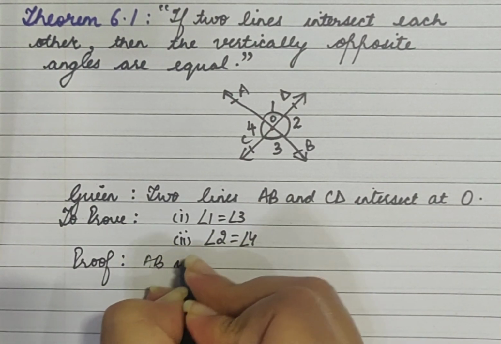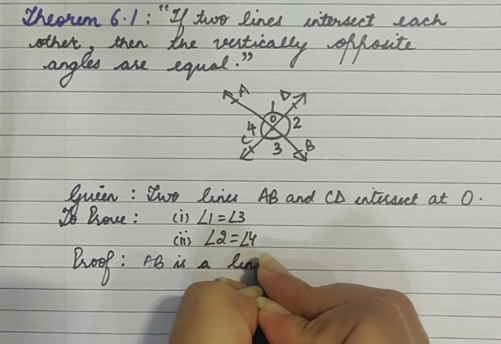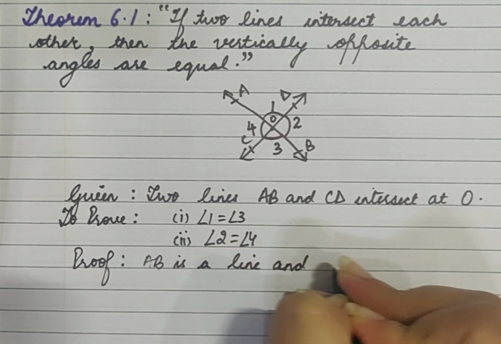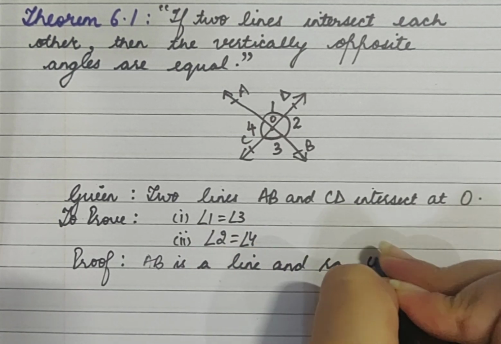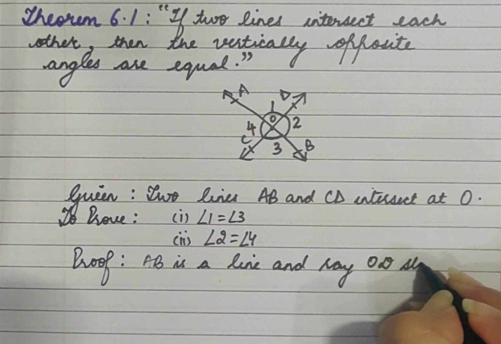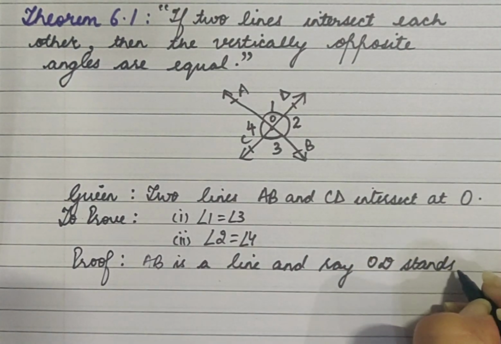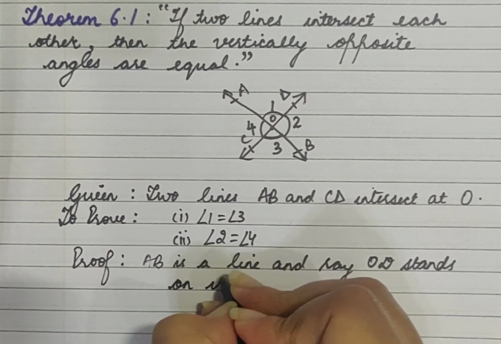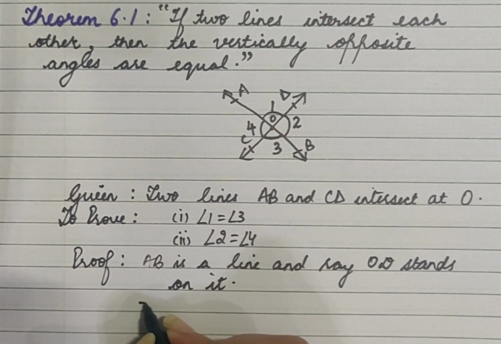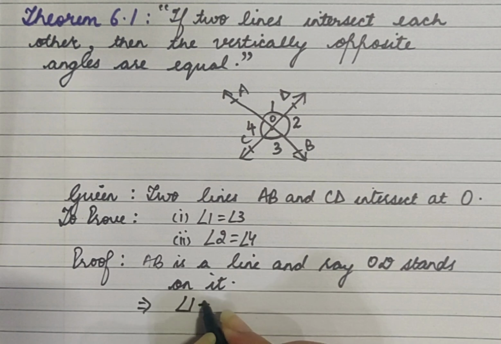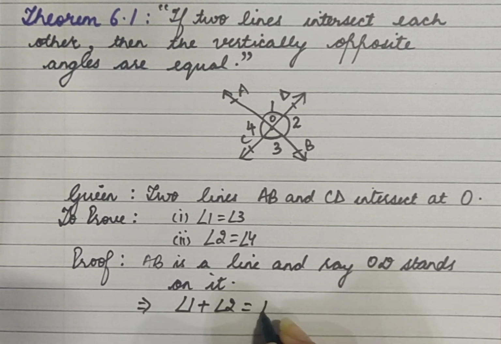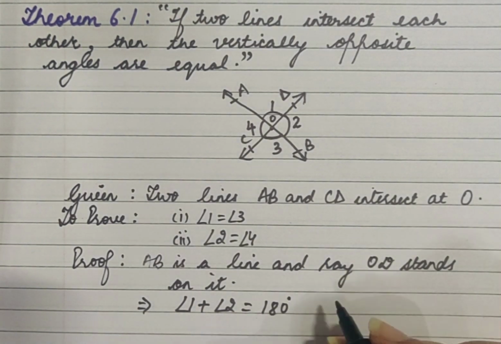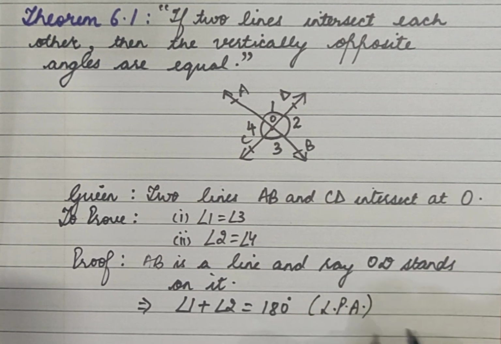AB is a line and ray OD stands on it. So it means angle 1 plus angle 2 will be equal to 180 degrees. Why it will be equal to 180 degrees? The reason is linear pair axiom, or simply linear pair you can write. Let us consider this as equation number 1.